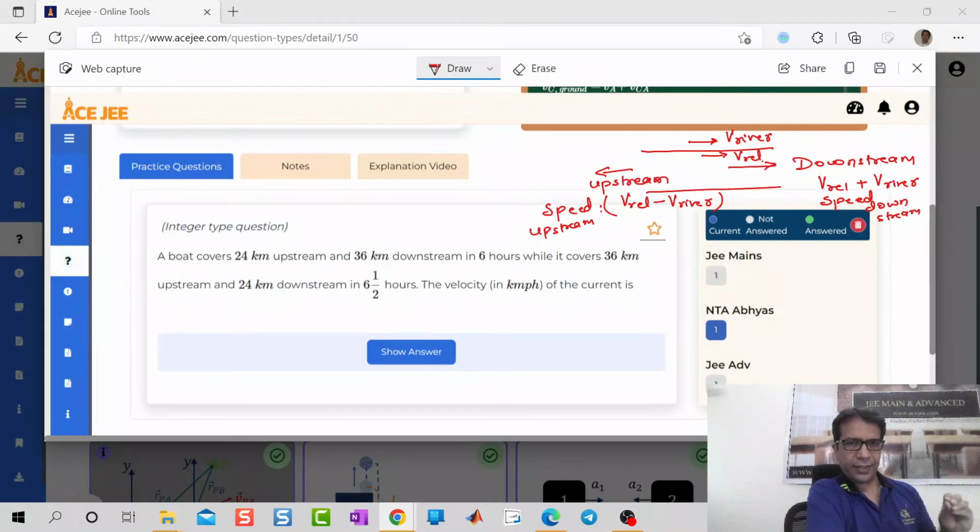Just to make sure, because the statement is not very clear, right? So just to clarify, the boat is covering 24 kilometers plus 36 kilometers in 6 hours. So it's covering 60 kilometers in 6 hours. While it covers 36, again 60 kilometers in 6.5 hours. But now it's switched, how much upstream, how much downstream.